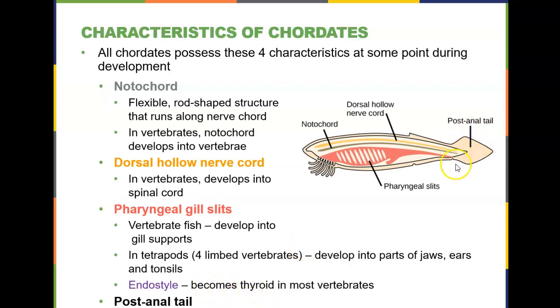The last, fourth characteristic is the postanal tail. So in this lancelet, it is the structure which is after the anus, or the end of the digestive system. In some vertebrates, this structure will be maintained and the animal will continue to have a tail. In other animals, the tail does not develop.